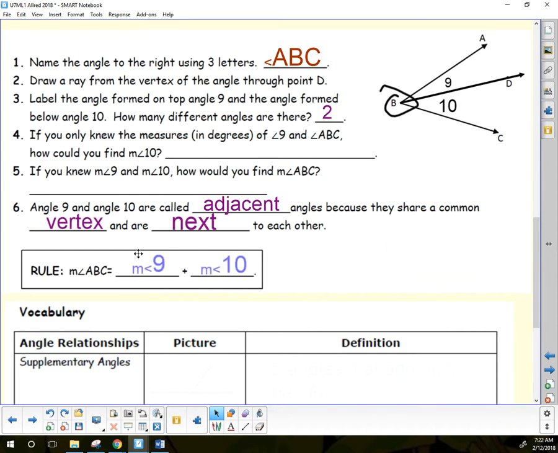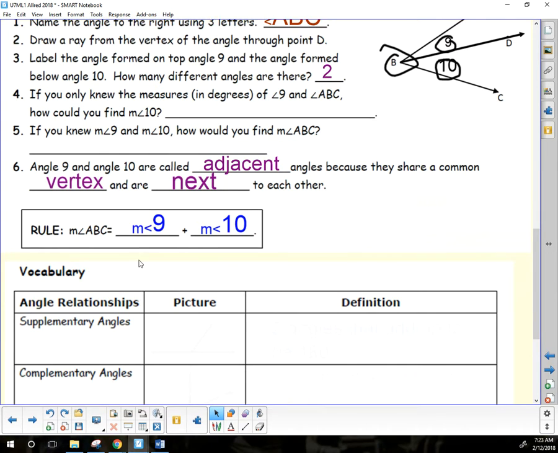The rule is that the big angle, angle ABC, is really equal to the two other angles added next to each other, the measure of angle 9 and the measure of angle 10. So when I say M angle 9, that just means measure of angle 9, plus the measure of angle 10 equals the measure of ABC.